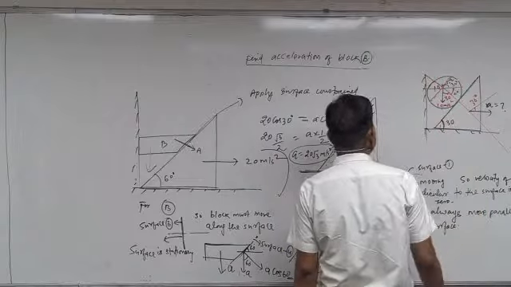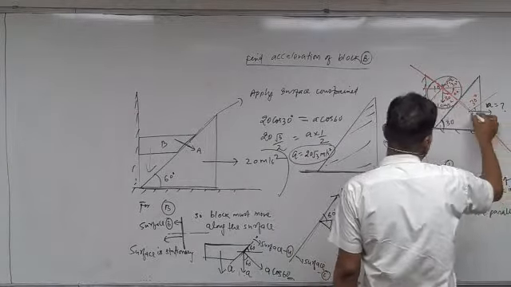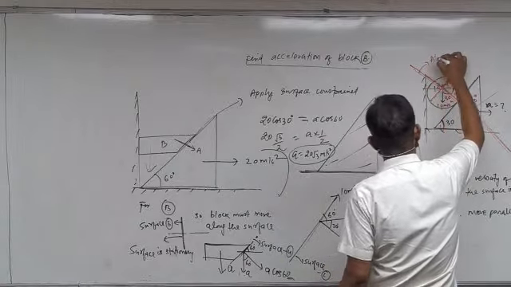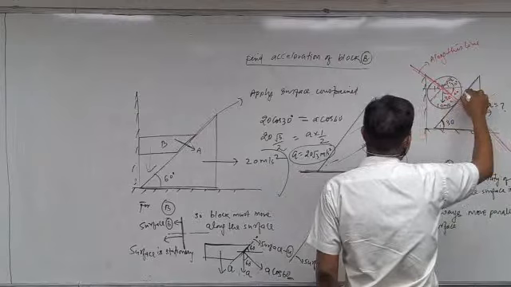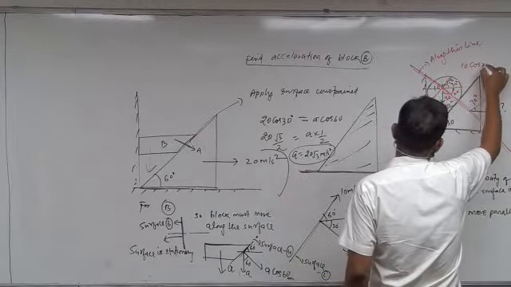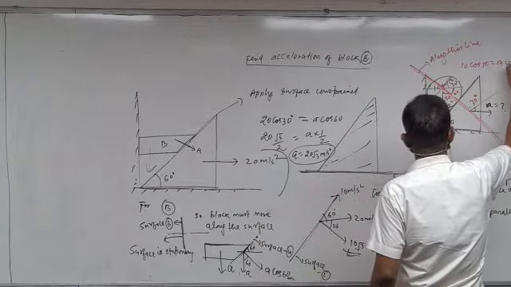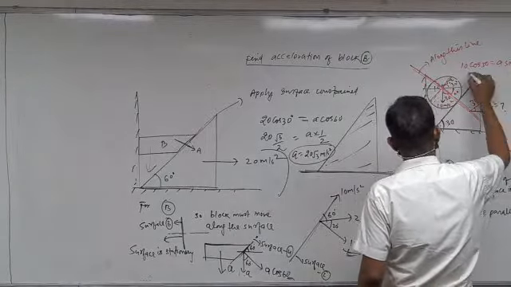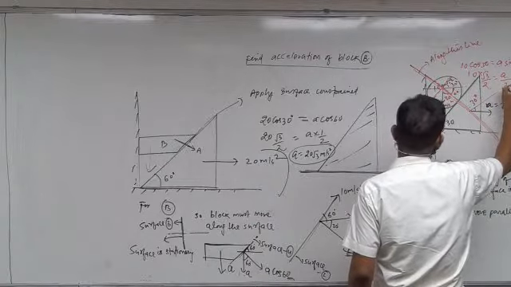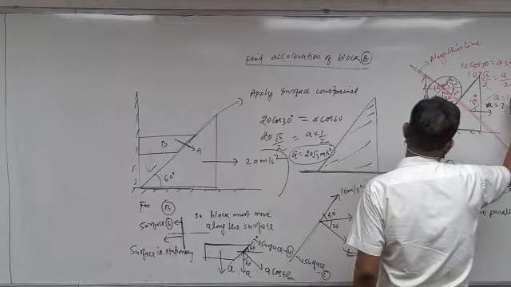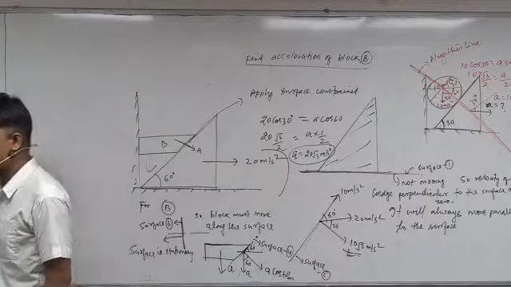So I will write here, along this line, this is the line along which we have to apply the constraint. Along this line, 10 cos 30 must be equal to a sin 30. We will get 10 cos 30, root 3 by 2, equals a by 2. We will get here a equals 10 root 3. This will be the answer to our given problem.